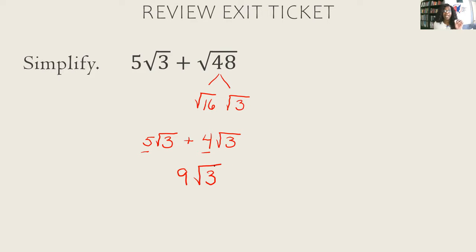So remember, when you're adding and subtracting, you're looking for numbers that have the same radical. It's almost like you're playing a matching game. Now, since that 9 is not under a radical, that's our final answer. So when I add those things, I get 9 square root of 3.